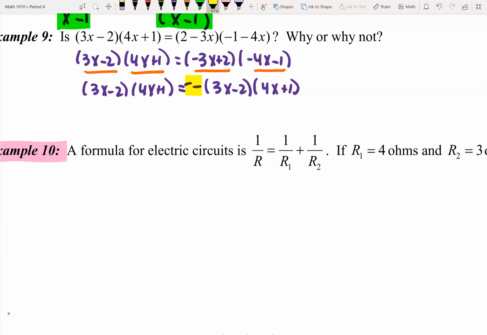Somebody talked to me about that. A negative times a negative is a positive. So is the answer true or is the answer false? The answer is true. Those things are equal, because if you factor 2 negatives out of the right side, you get the same thing, and a negative times a negative is a positive. The why or why not is your work. It's totally sufficient.